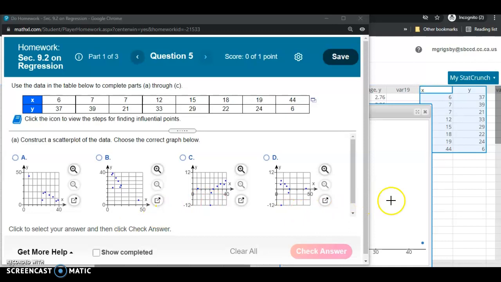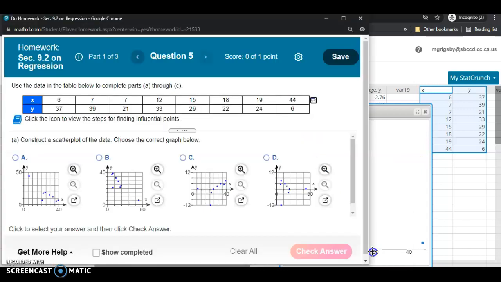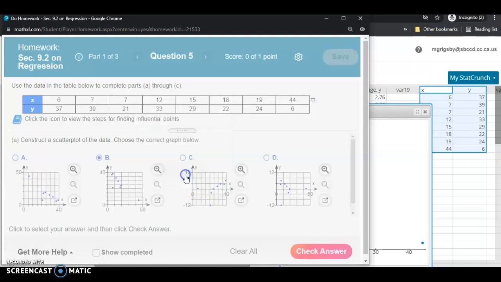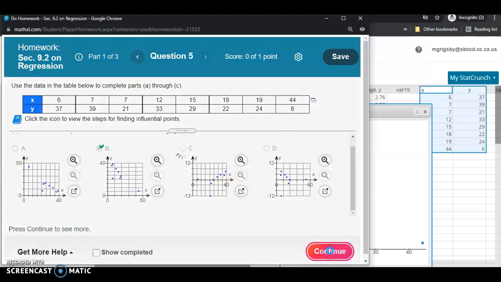Okay, so we should know how to do scatter plots by now, so I went ahead and did it off camera. So this is our scatter plot. We're going to select the graph that most closely matches our scatter plot. So it looks like choice B. Okay, and we're going to click continue.